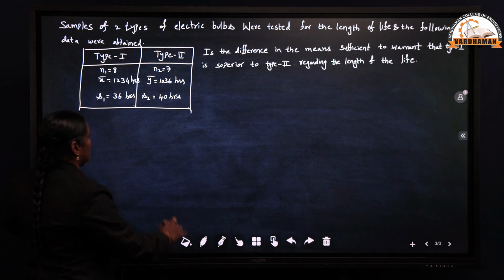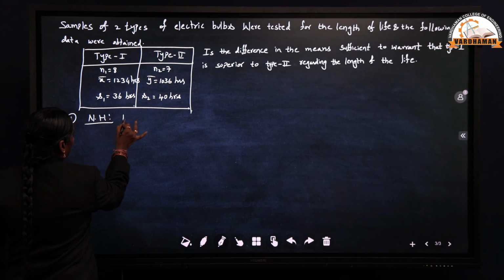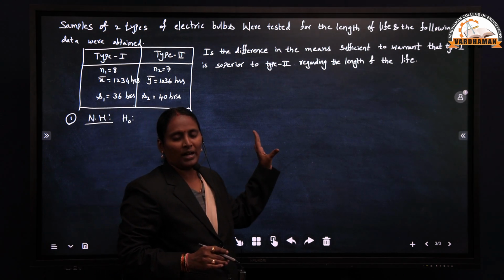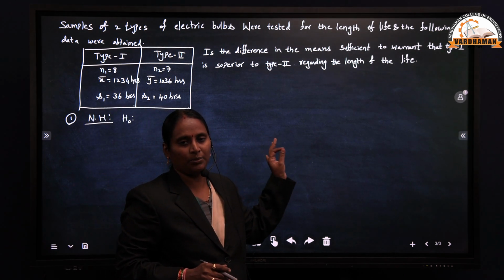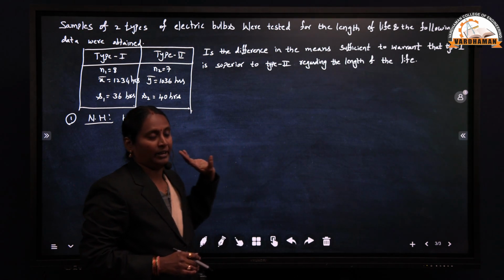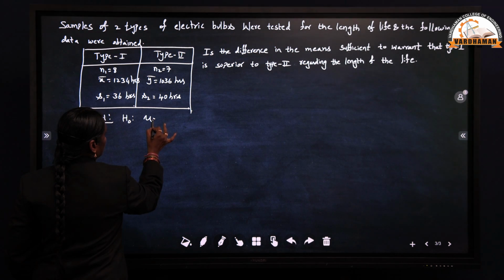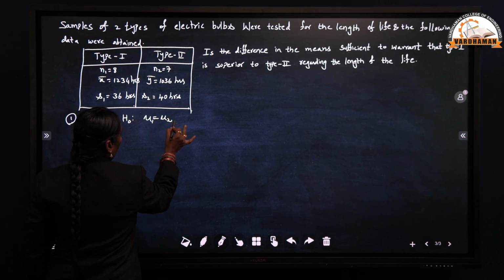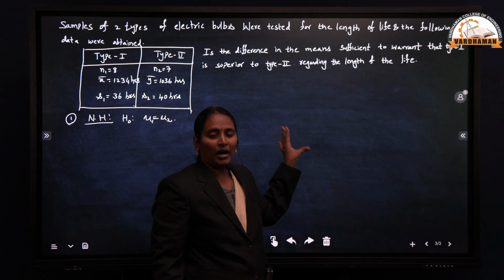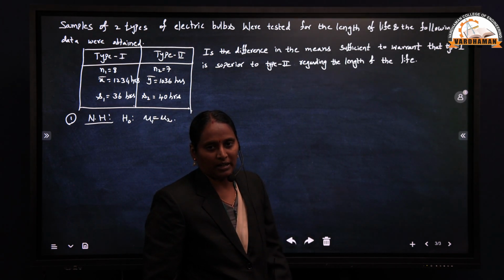Now let us see the first step, the null hypothesis. For the null hypothesis H naught, we check that the two types of bulbs are identical. The null hypothesis is a statement of no difference. So H naught is mu1 equals mu2. It means that the two types of electric bulbs are identical, or that there is no significant difference between the two types of electric bulbs.